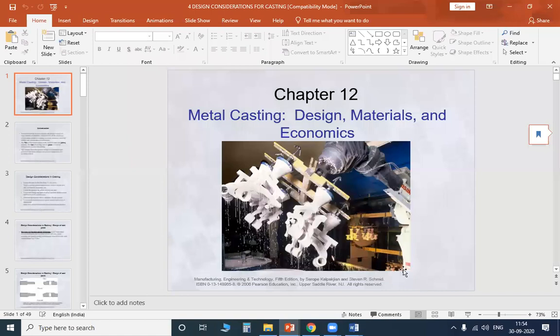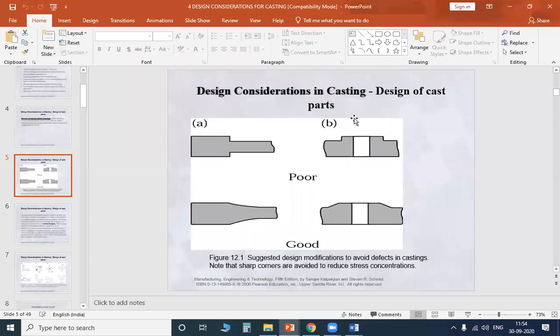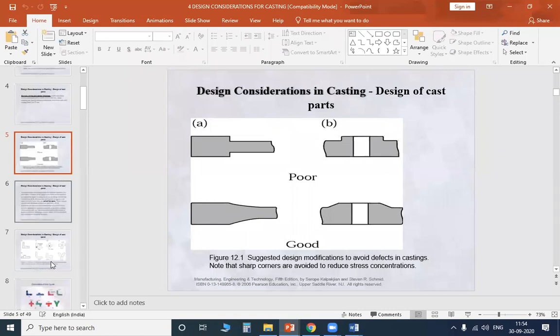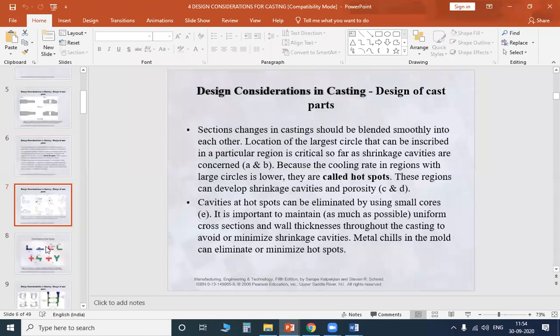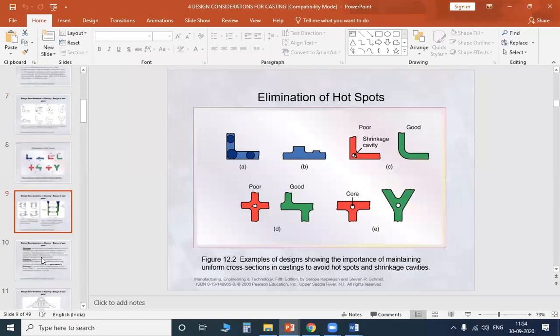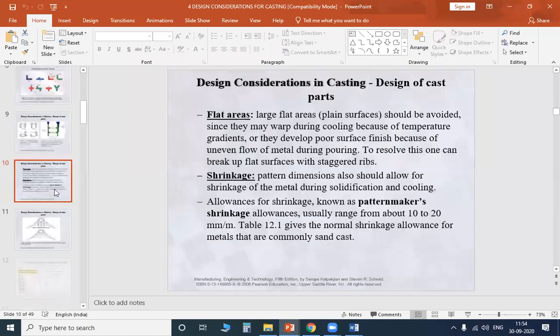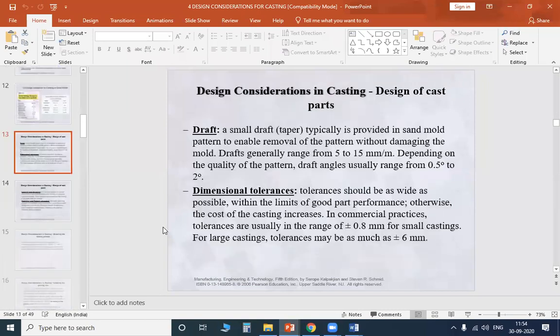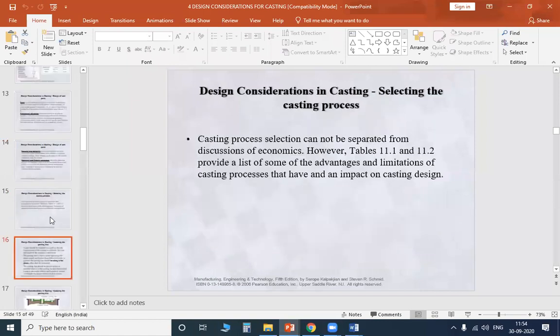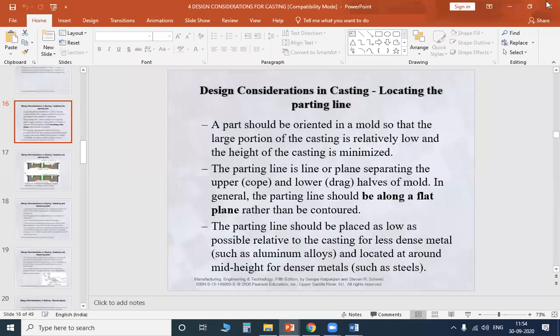What different defects occur and what the design considerations are, I think we learned in the first unit. Which type of casting is to be accepted, and which type of casting is not to be accepted. These are the points which we will learn in the next class.